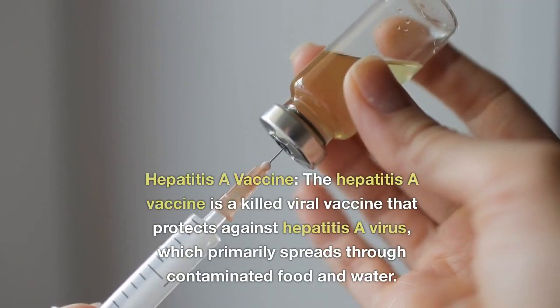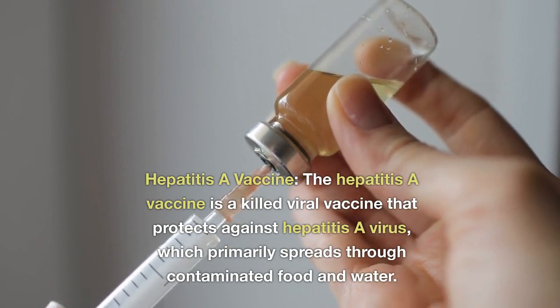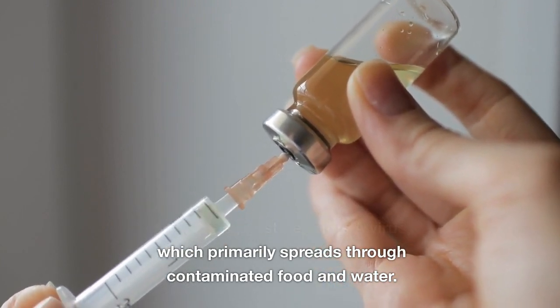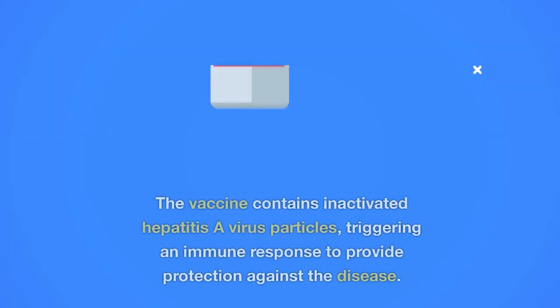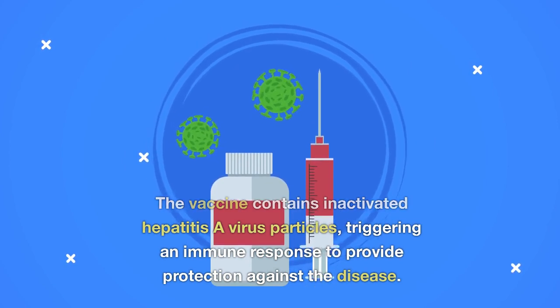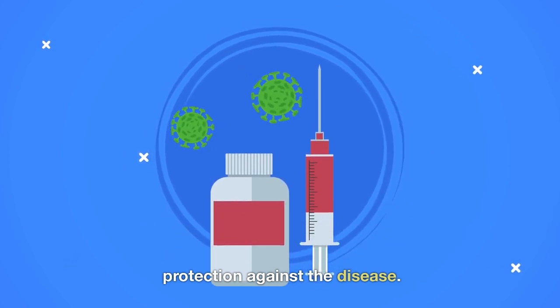Hepatitis A vaccine. The hepatitis A vaccine is a killed viral vaccine that protects against hepatitis A virus, which primarily spreads through contaminated food and water. The vaccine contains inactivated hepatitis A virus particles, triggering an immune response to provide protection against the disease.